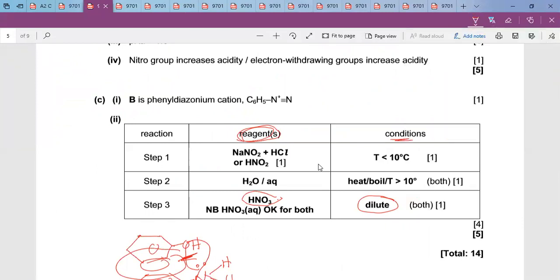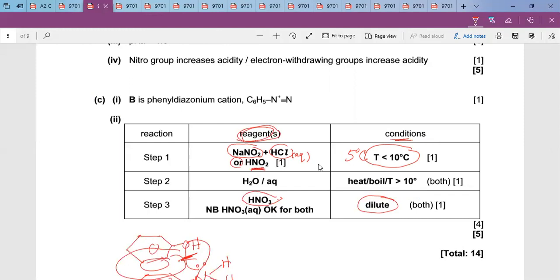Okay, see here, sodium nitrite and HCl; both must be there. Of course, the condition is less than 10 degrees, so 5 degrees centigrade is a very common temperature. So all of this gives nitrous acid.